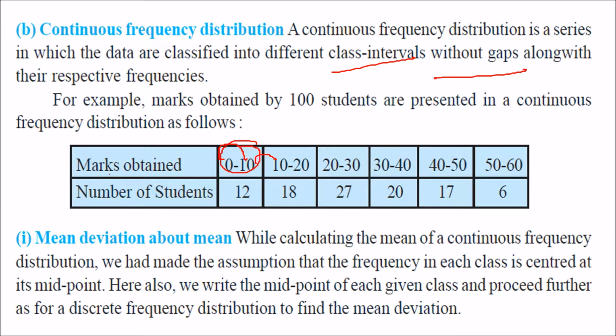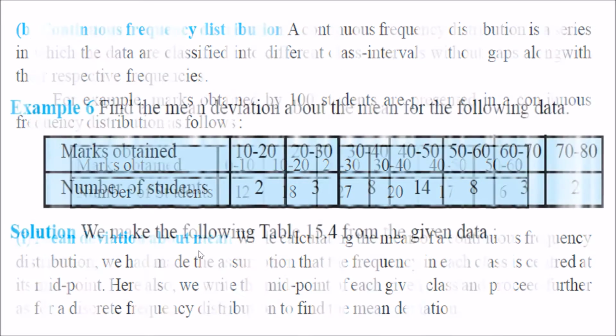So the example is, say we have 100 students, and these are the number of students who have obtained marks between 0 to 10, say 50 to 60. So let us see the mean deviation about the mean, how we are going to find it out. While we are calculating the mean of this continuous frequency, we make the assumption that the frequency in each class is centered at the midpoint. I'll show how: just add any of these, meaning 10 plus 20, and divide by 2. Like this we are going to find it out.